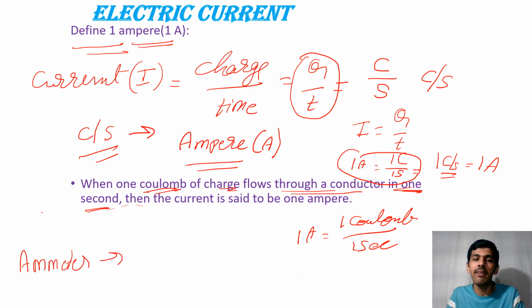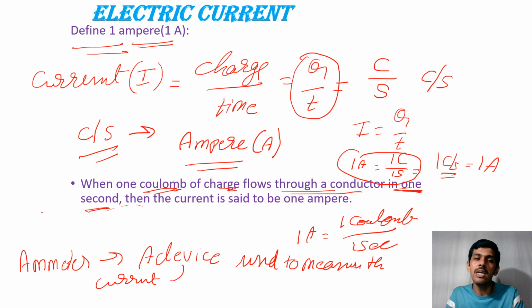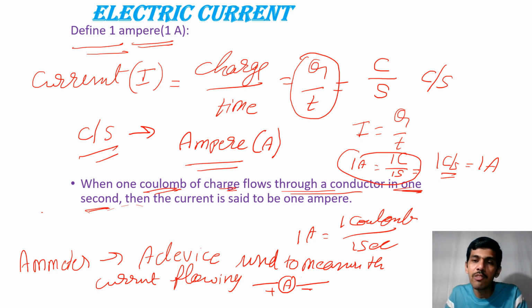Ammeter is a device. What is an ammeter? They may ask you which is the device used to measure the current. A device which is used to measure the current flowing through the circuit is called an ammeter and is indicated by the symbol like this, with positive and negative. That is the symbol of an ammeter. And remember, it is used to measure the amount of current flowing through the circuit.